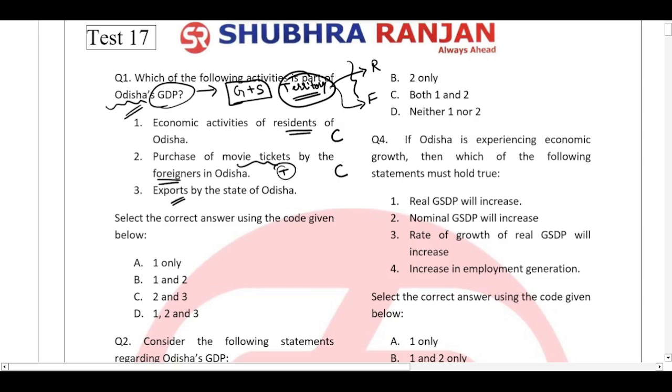Exports by the state of Odisha. So if you remember the expenditure method, the formula is consumption plus investment plus government expenditure plus net exports. So net exports is nothing but exports minus imports. So exports are also part of the GDP calculation. Whatever Odisha sends and exports to other states like Maharashtra and Chhattisgarh will be calculated as a part of the GDP of Odisha. So that is also correct. So for question number 1, all three are correct. Hence the correct option is D.